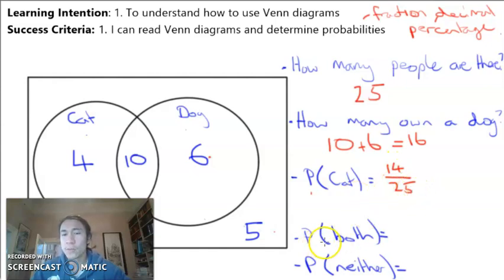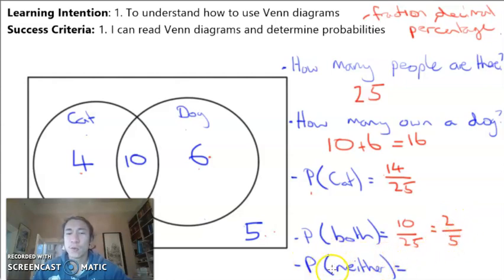The next question: what is the probability, so again you're thinking fraction, decimal, percentage, of picking someone at random and they own both? These people only own a cat, these people only own a dog, these people have neither, so the ones in the middle, the 10 out of 25, have both. You look at this fraction and you recognize they can both be divided by 5, so I can simplify it to 2 out of 5.